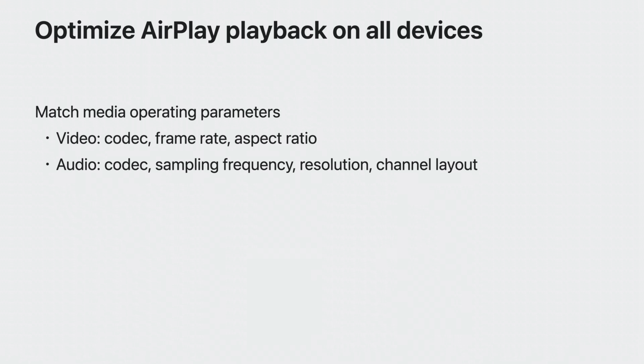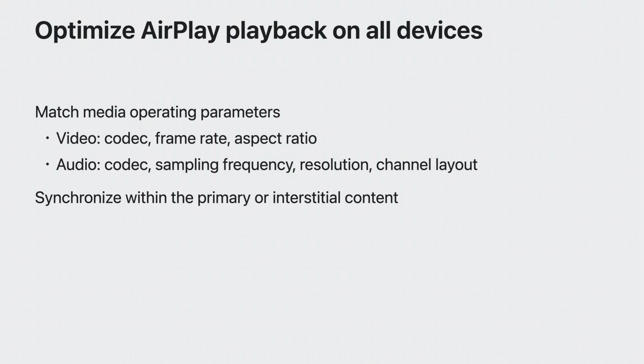To reduce transition delays between primary and interstitial media asset on AirPlay receivers, it is recommended to keep matching media operating parameters between primary and interstitial media asset. For video asset, this includes video codec, frame rate, aspect ratio. For audio asset, this includes audio codec, sampling frequency, resolution, channel layout. To ensure synchronization within the primary or interstitial content, all presentation units of media components, that is audio, video, subtitle, must be accurately time-stamped and aligned within specification of each other.